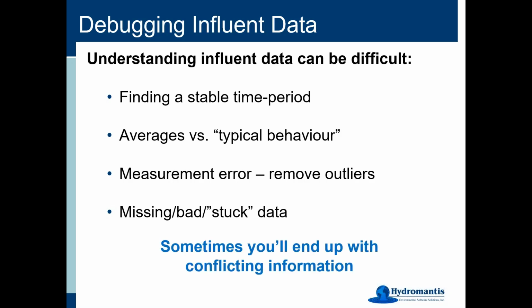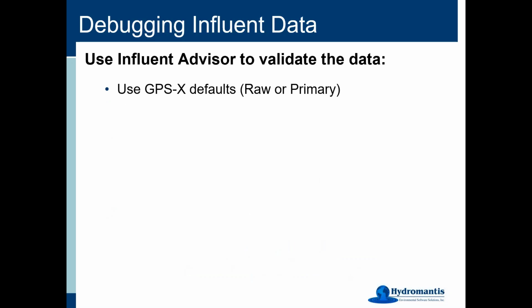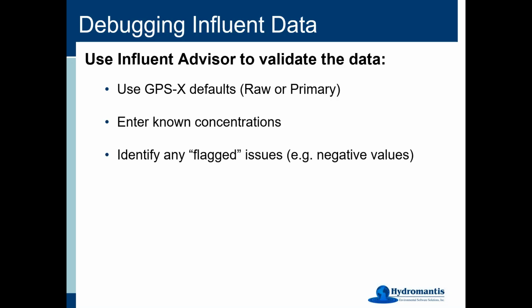So often you'll end up with conflicting information, and it's up to you to evaluate the information you have and make sure that you are using reasonable results. As we mentioned, the best way to reconcile that data and make sure it's going to work for the model is to put it into Influent Advisor, use the GPS-X defaults for information that you don't have, and then look for those flag values. The ones that we showed you earlier, things that are going to be negative. Make sure that ultimately you're matching both the COD and BOD numbers if you have them, and check the concentrations of those state variables to make sure there are no negative ones and that it makes sense for what you have.